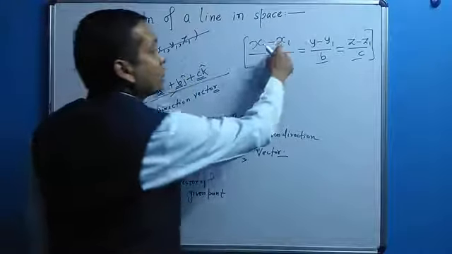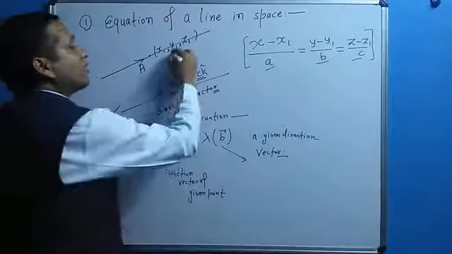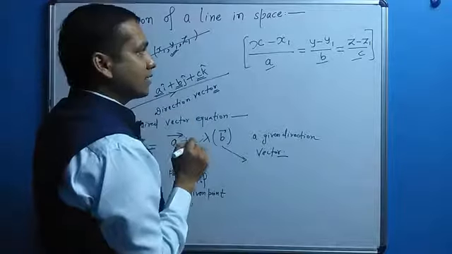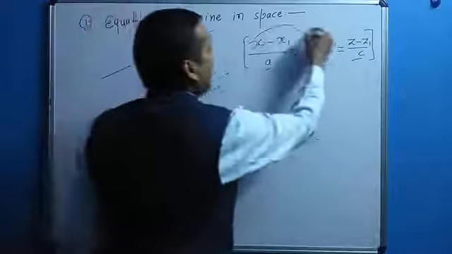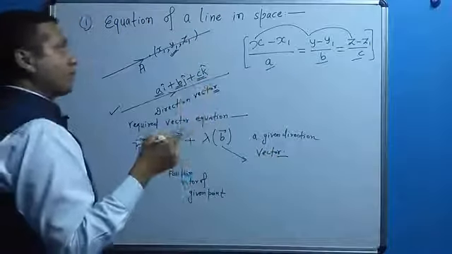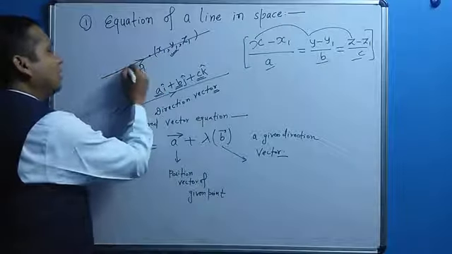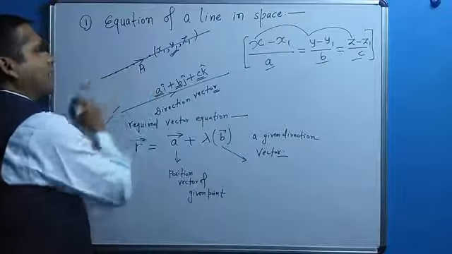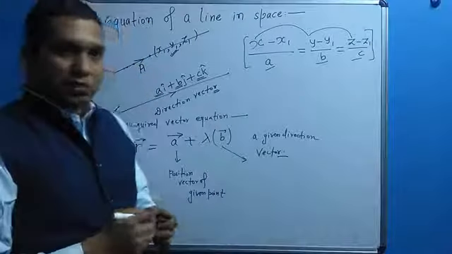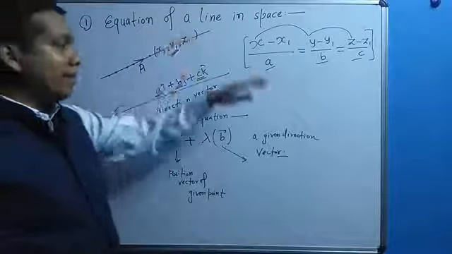And what is x1, y1, z1? x1, y1, z1 is the coordinate of the given point through which the line is passing. And what about x, y and z? These are arbitrary points of the required line. Understood? I hope that I made you understand how to determine the equation of a line in space.